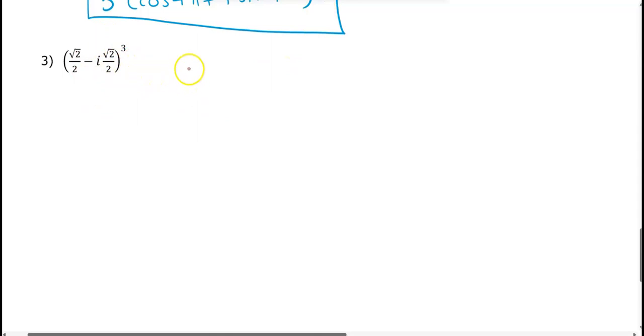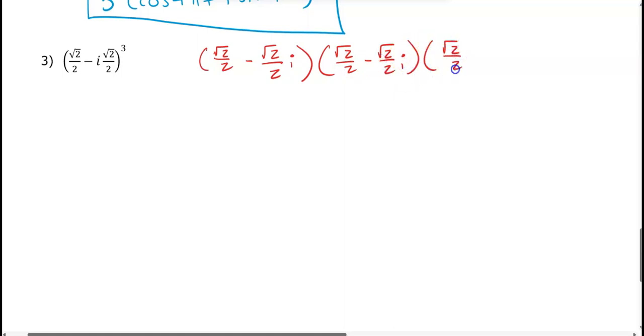If I was to take this and do this with complex form and not use the rules that I've just showed you, that would mean that I have to do square root 2 over 2 minus square root 2 over 2 i, times square root 2 over 2 minus square root 2 over 2 i, times square root 2 over 2 minus square root 2 over 2 i. I'd have to distribute that using box method or FOIL and do that 3 times. That would be very time consuming and you're way likely to make a lot of mistakes.